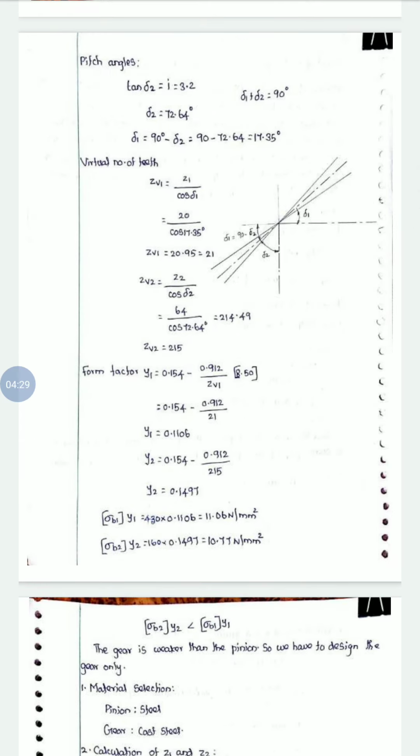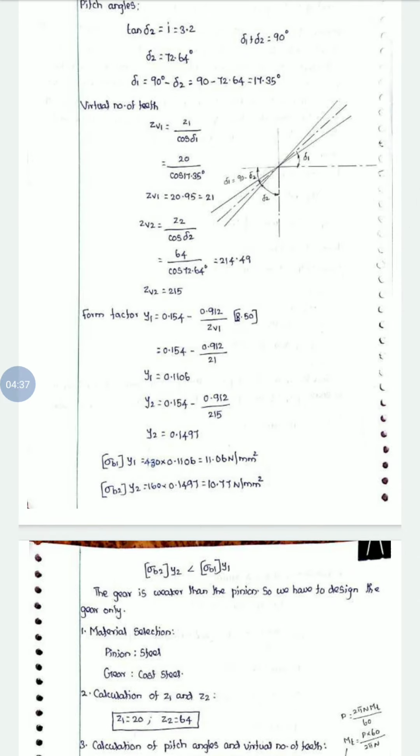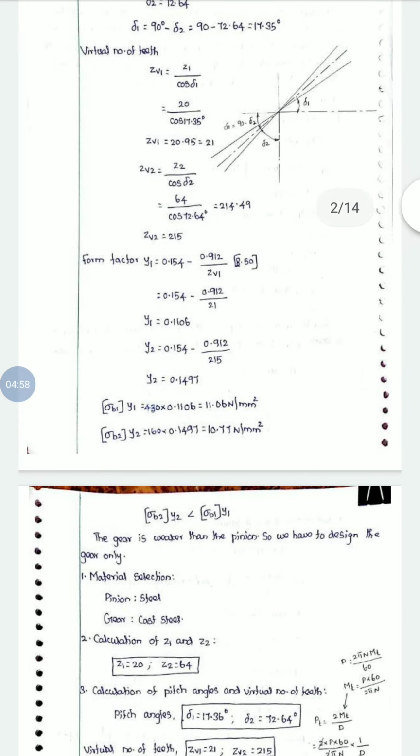After finding del 2 we can easily find del 1. Del 1 plus del 2 is equal to 90 degree, hence del 1 is equal to 90 minus del 2, which is 90 minus 72.64, so del 1 is 17.35. After finding del 1, del 2, Z1 and Z2, we can easily find the virtual number of teeth, ZV1 and ZV2. So now ZV1 is Z1 by cos del 1.